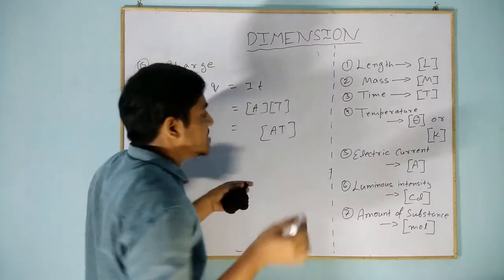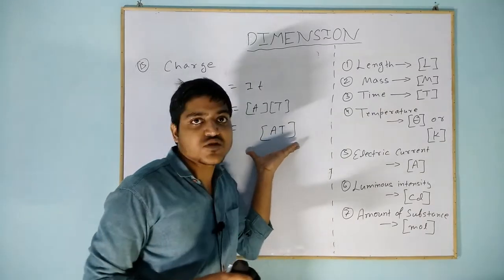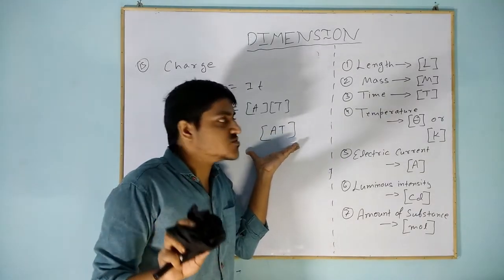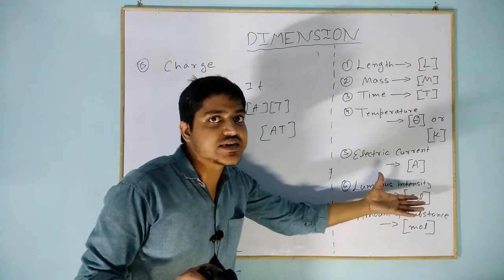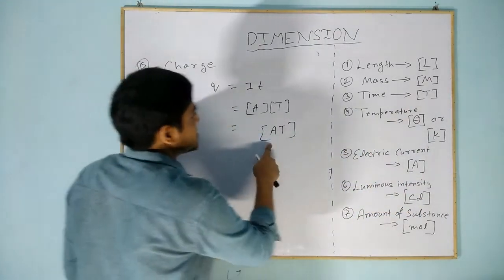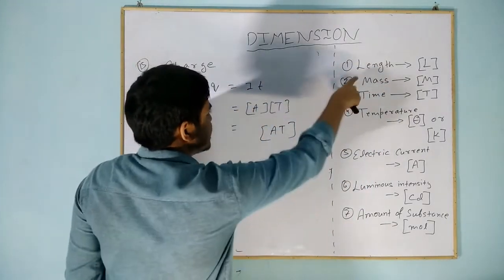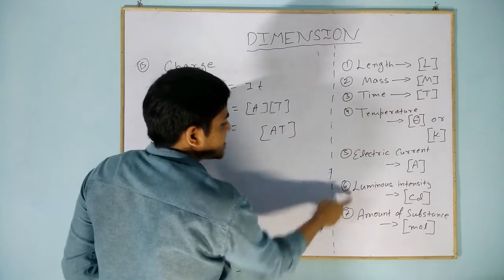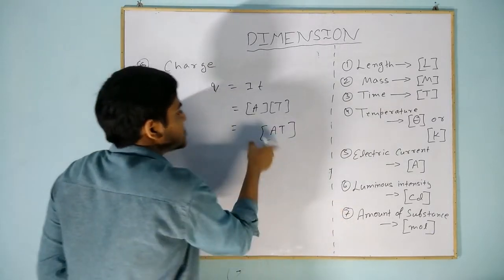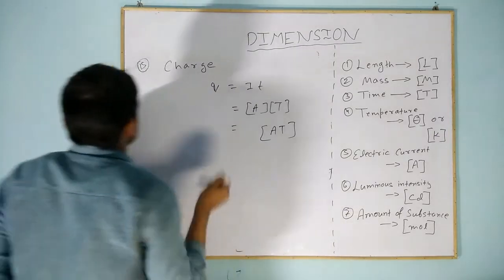It is understood that whenever a fundamental quantity is not appearing in the dimensional formula of a derived quantity, the power to which that fundamental quantity has been raised is 0. Since mass is not present here, that means mass has been raised to 0 power in this case. Length has been raised to 0 power. Luminous intensity and amount of substance have been raised to 0 power in this case. It is self-understood.